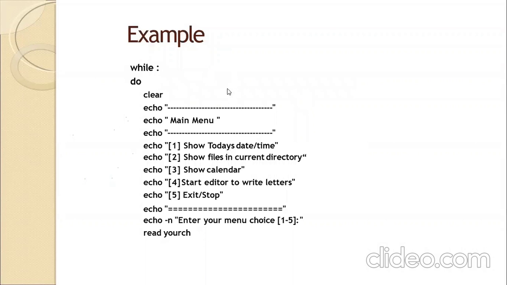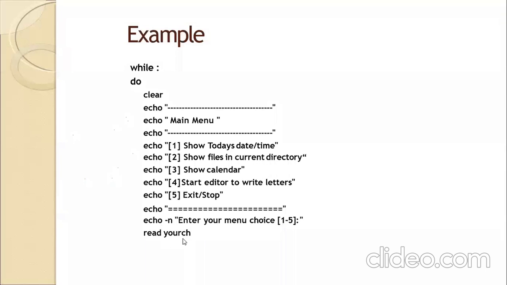So this is your program. While, do clear, echo main menu, echo 1 show date, today's date, show files in the current directory, show calendar, start editor to write later, echo exit. So here all this will be on a different file line. Enter your choice 1 to 5.